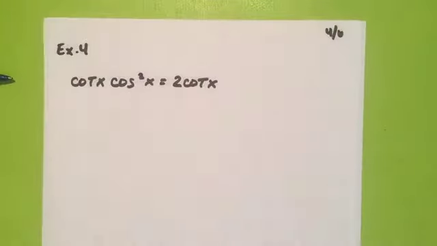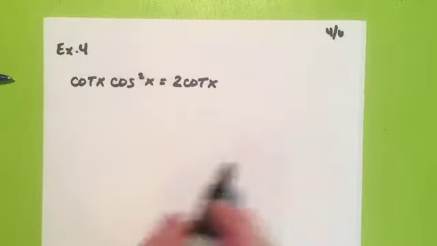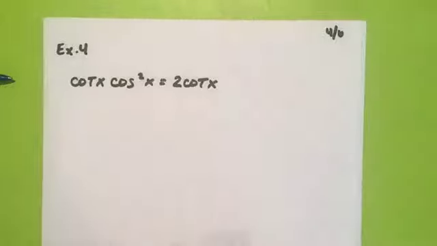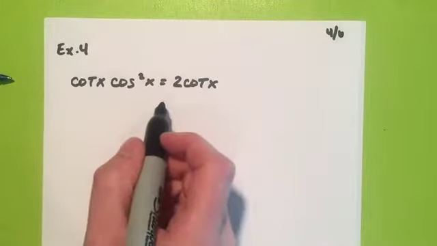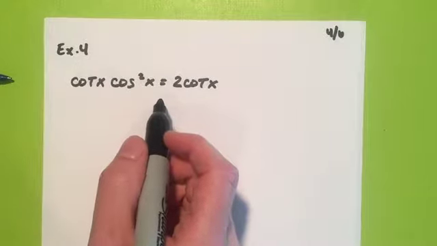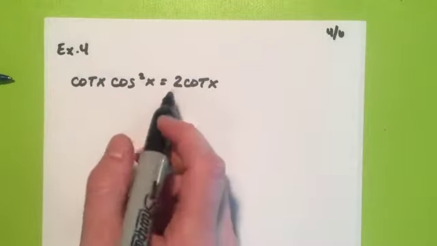Number 4. Yikes. There's a lot of stuff. In fact, there are 2 different trig functions there. One of them squared. What I'm going to do is group and then use my favorite F word. I'm going to factor once again.